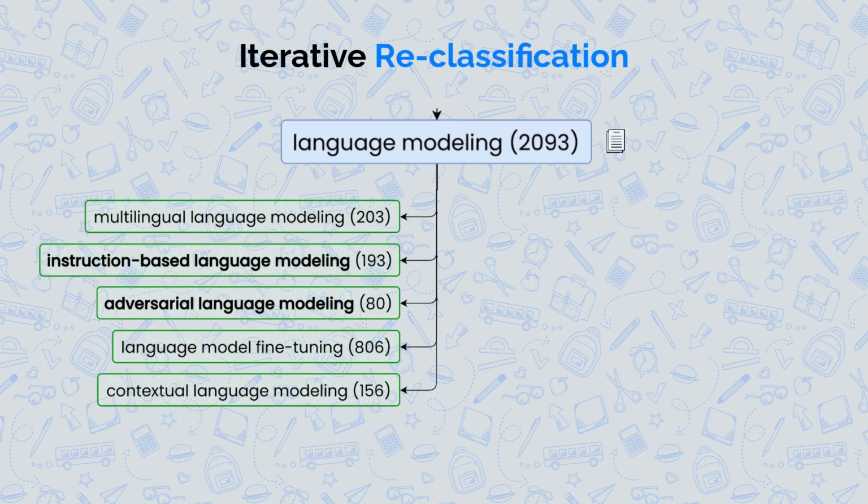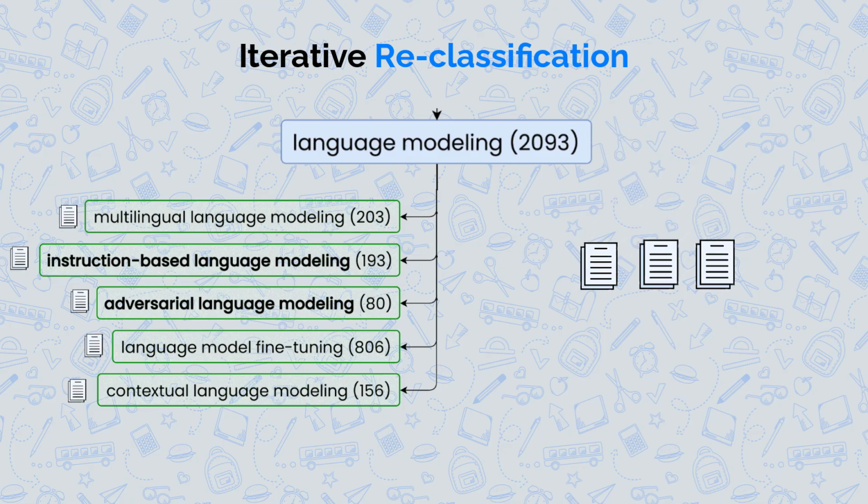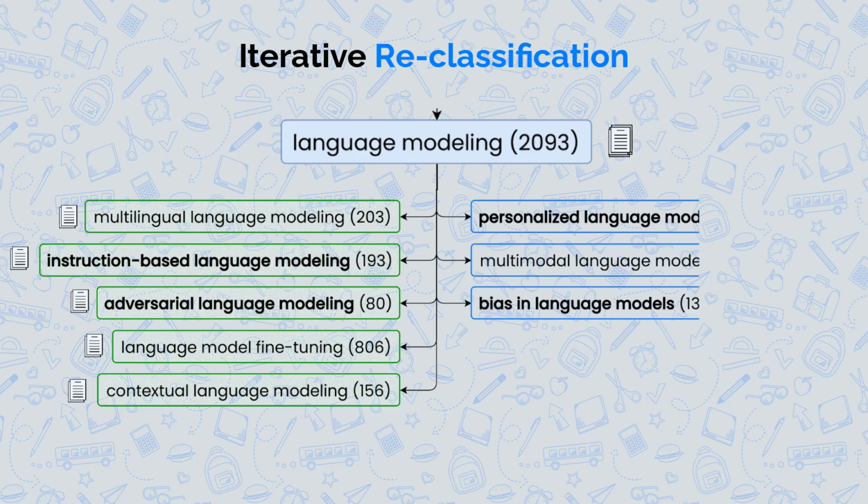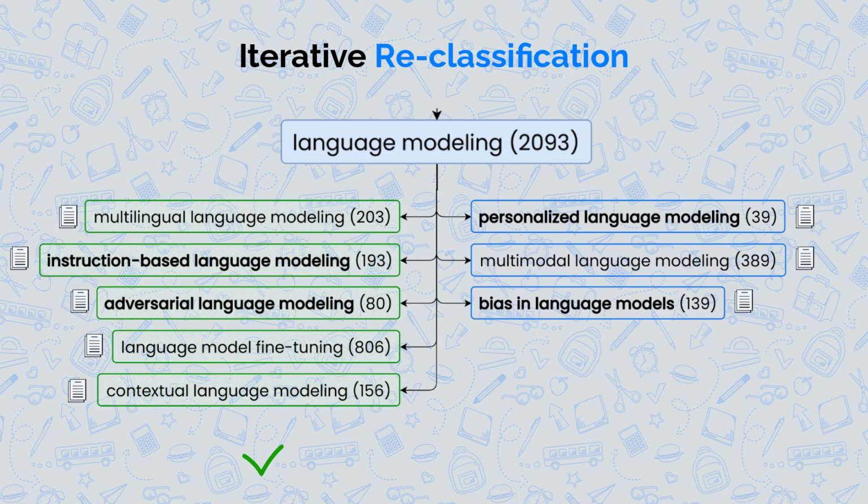With the new children in place, we send every paper back through the classifier, refreshing our density signals and continuing our expansion process until every node is balanced and well covered, or until the taxonomy reaches the maximum depth.